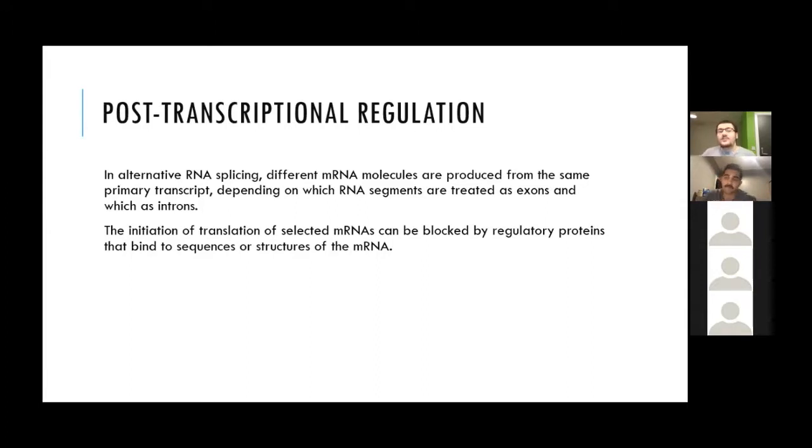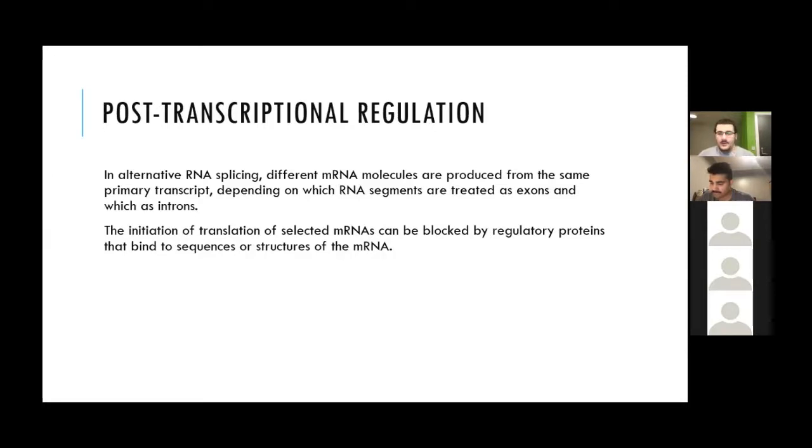Now, to talk about post-transcriptional regulation, we already talked about alternative RNA splicing, where you can choose which exons you're going to attach together and which exons you're going to get rid of and not translate after transcribing. And also, and this is important, the initiation of translation of selected mRNAs can be blocked by regulatory proteins that bind to sequences or structures of the mRNA.